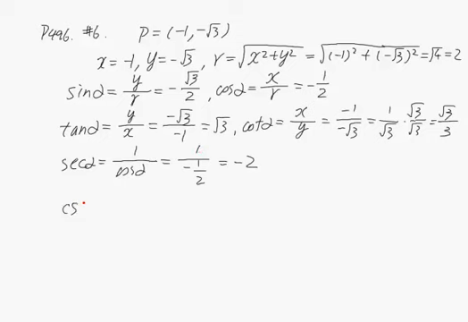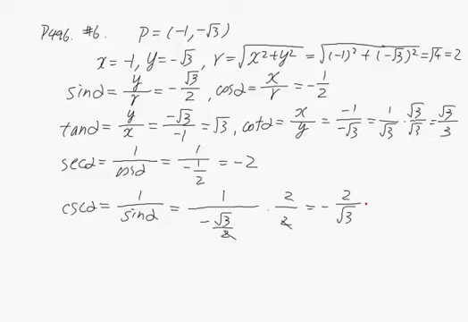Then cosecant alpha, which is equal to 1 over the sine alpha. So sine alpha is equal to negative root of 3 over 2. Then you multiply both the numerator and denominator by 2. This 2 and this 2 cancel. So you get negative 2 over the root of 3. Then you rationalize, and finally you get negative 2 times root of 3 over 3.